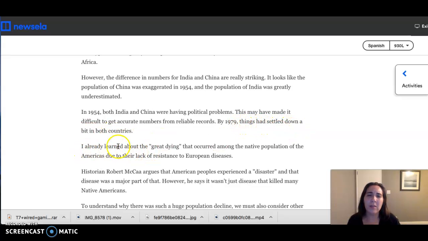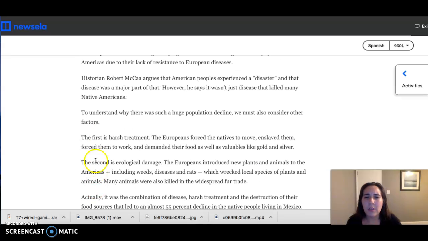I already learned about the great dying that occurred among the native population of the Americas due to their lack of resistance to European diseases. Historian Robert McCaw argues that American peoples experienced a disaster and that disease was a major part of that. However, he says it wasn't just disease that killed many Native Americans. To understand why there was such a huge population decline, we must also consider other factors.